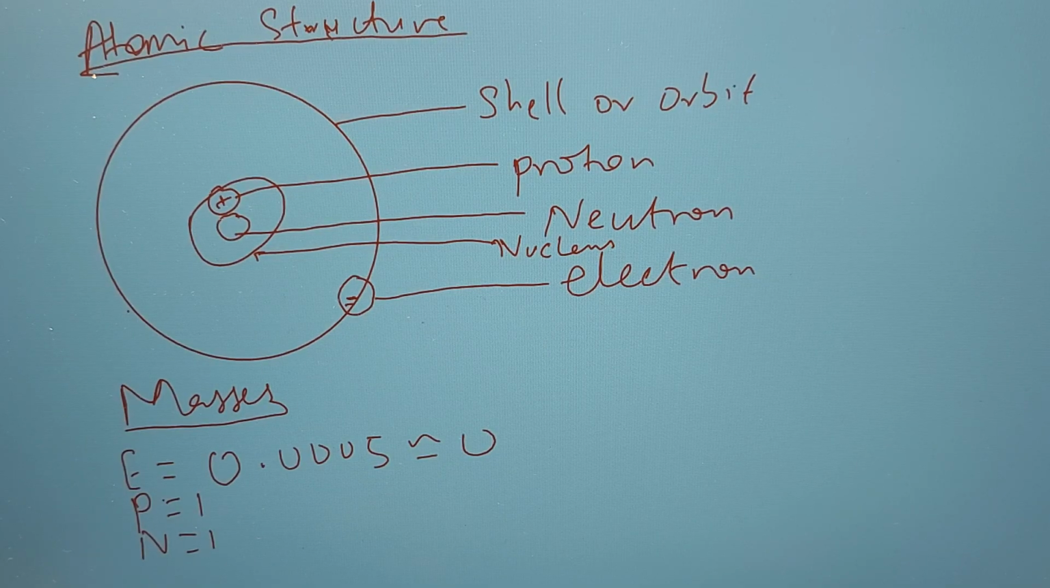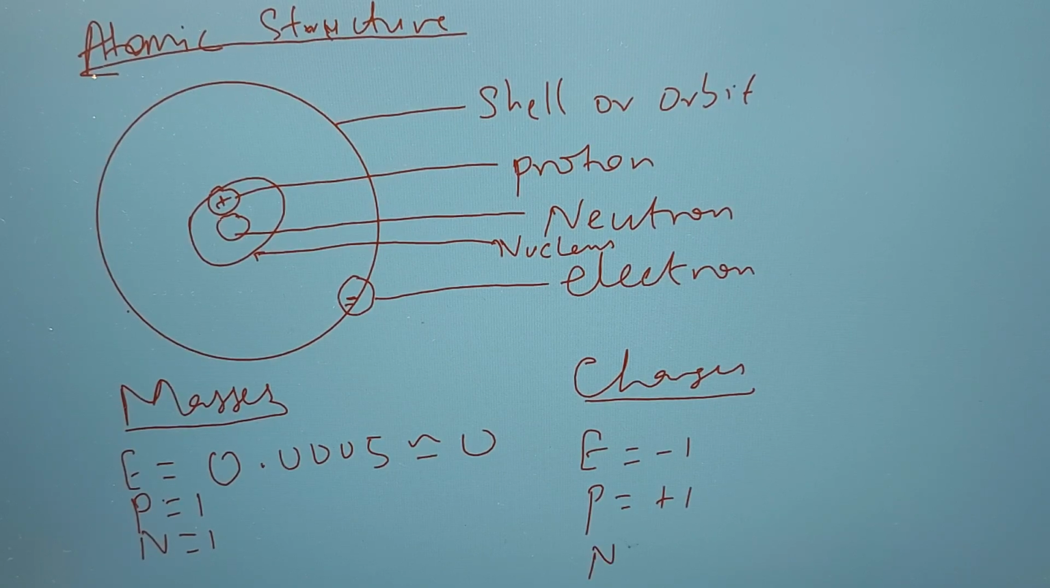So the next one we compare now is the charges. So quickly, let's make another list somewhere here. So in terms of the charges, starting with the electron. The charge of electron is -1, charge of proton is +1, and then the charge of neutron is 0. Neutron has got no charge.